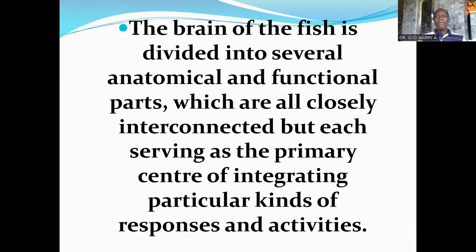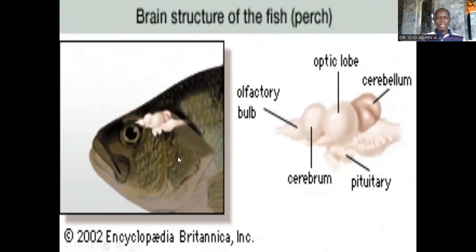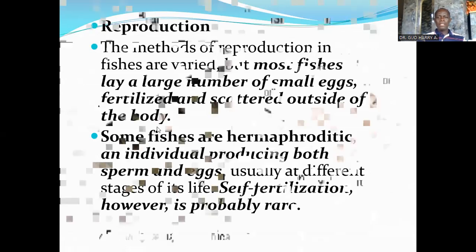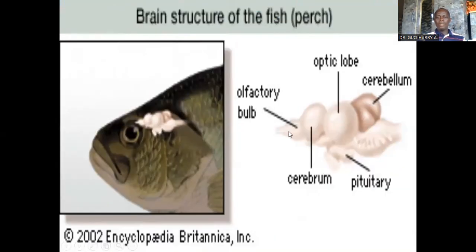The brain of the fish is divided into several anatomical and functional parts, which are all closely interconnected, each serving as the primary center of integrating particular kinds of responses and activities. Now, here is the nervous system of the fish. The brain has the olfactory lobe that's responsible for smell. That's the cerebrum, the optic lobe, the pituitary, and the cerebellum.